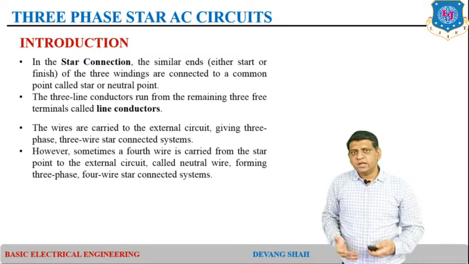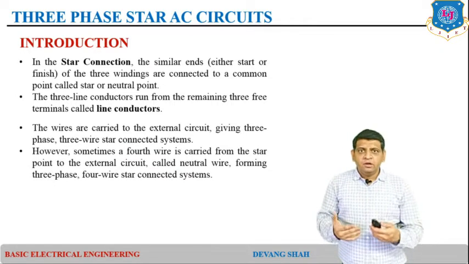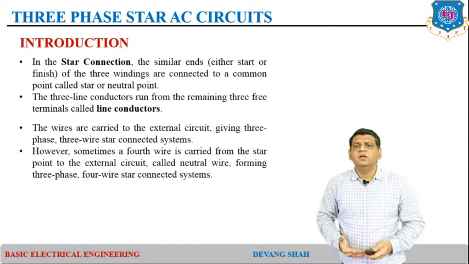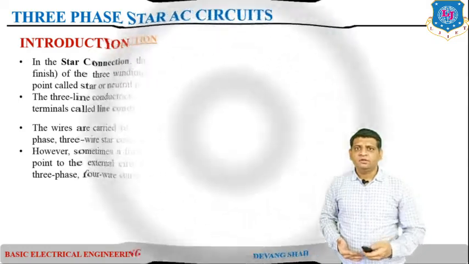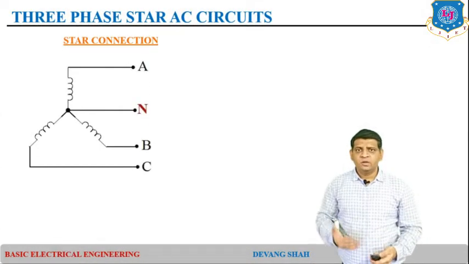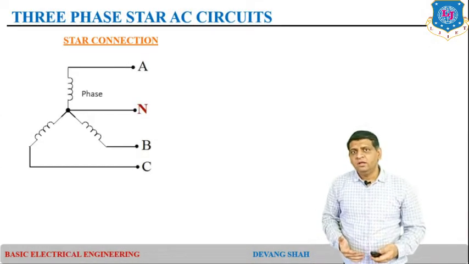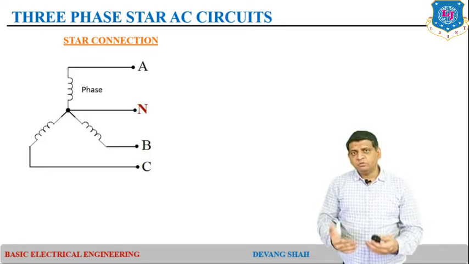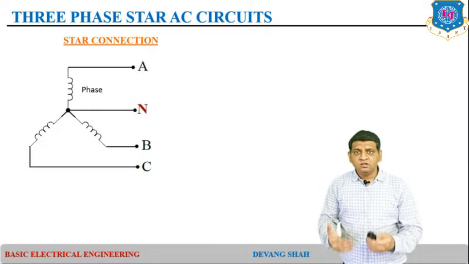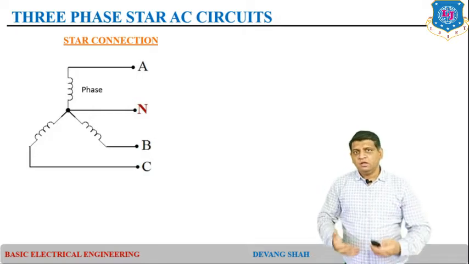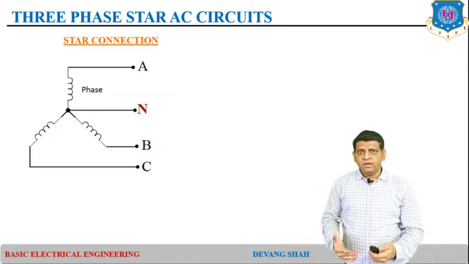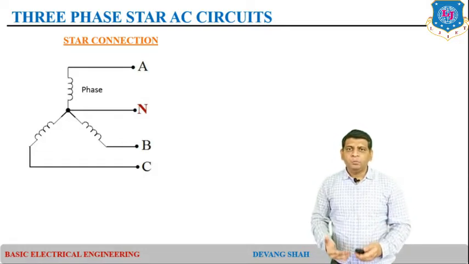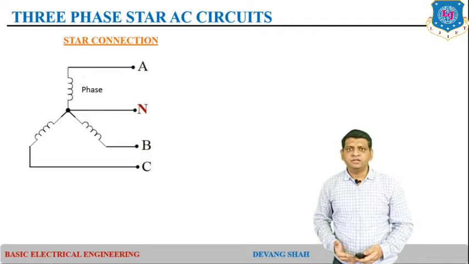Once you design this particular star network, it looks like this, where you can see three phases connected in a star shape. One phase we define as phase A, another as phase B, and the third as phase C, where one end of all three phases is connected to one common point, and that common point we define as the neutral point.